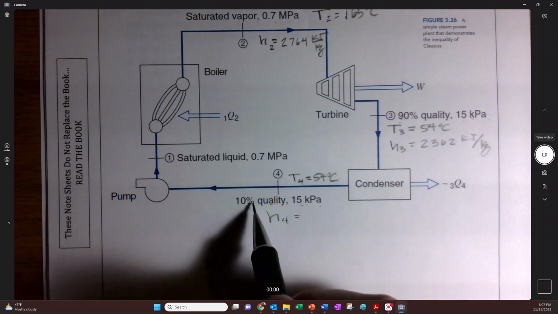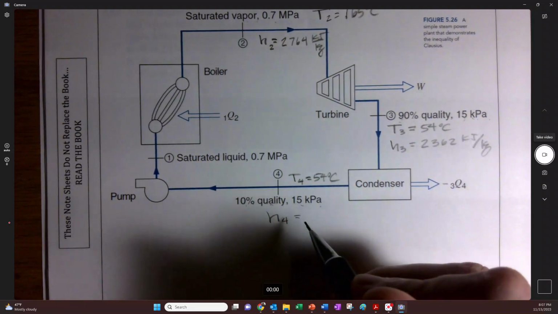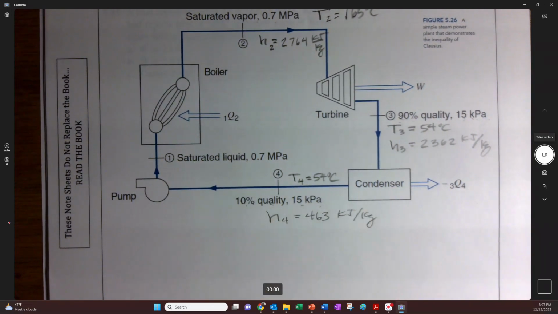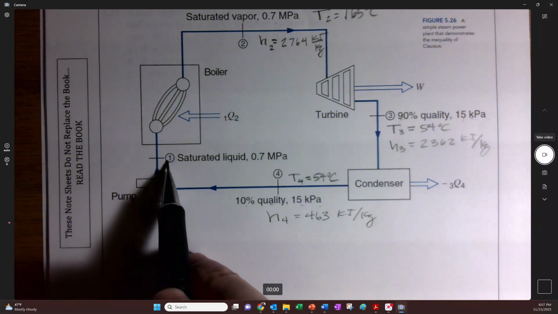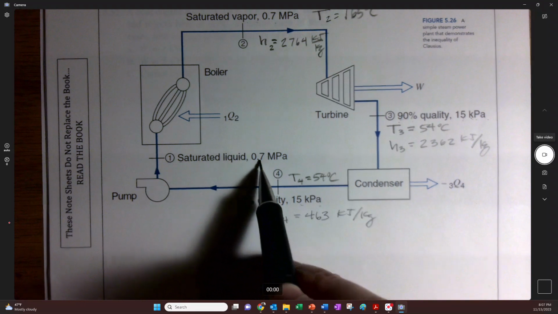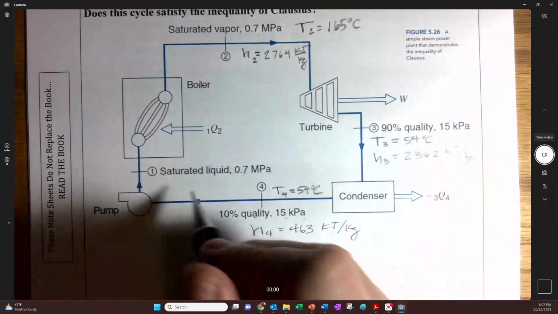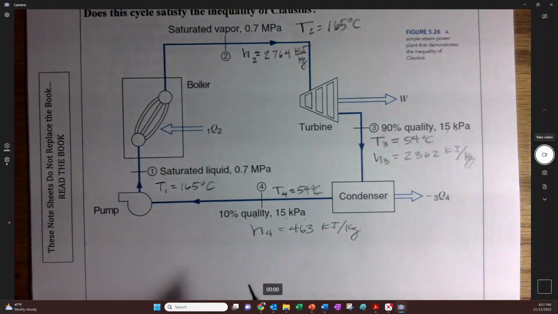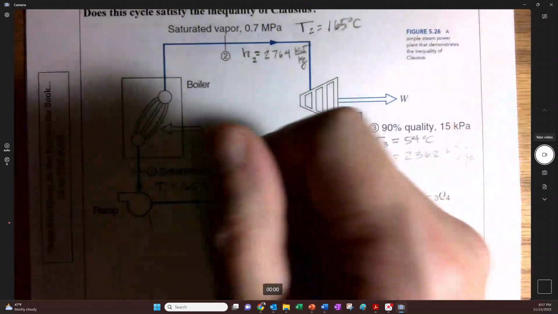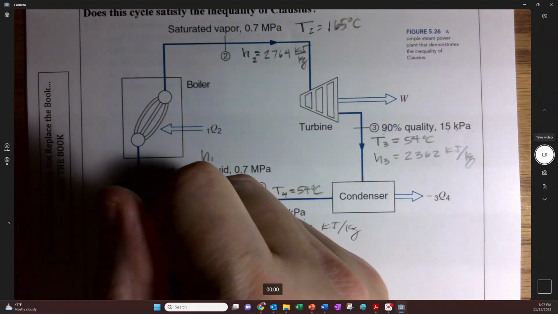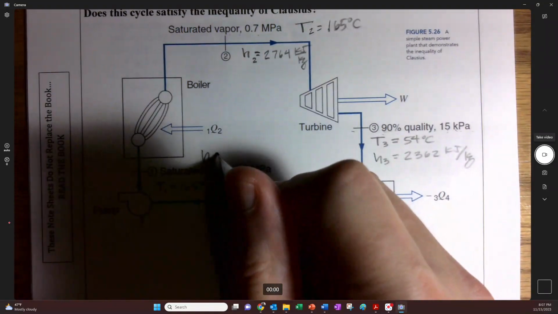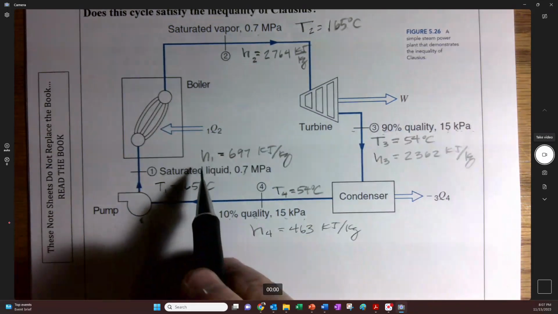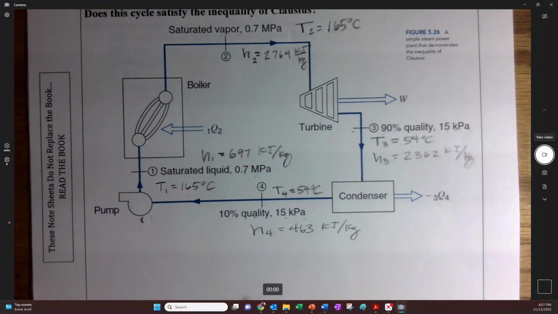So using that 10% quality, we've been able to get the enthalpy down to 463 kilojoules per kilogram. And then back up here at the pump, we are a saturated liquid, saturated at 700 kilopascals again, which means we're also at 165. So T1 is 165 degrees Celsius as well. I'm going to go H1, I'll put it up here, at the pump outlet. It's going to be 697 kilojoules per kilogram. So that's going to be the Hf at 0.7.